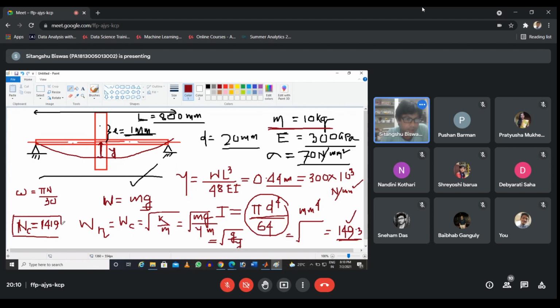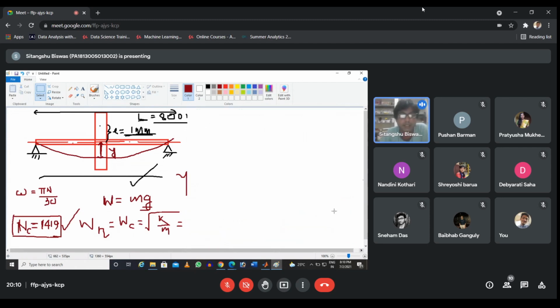That means this entire rotating assembly should never be rotated at the RPM of 1419. This is the critical speed. Now, my second job is to find out what range it can be operated.